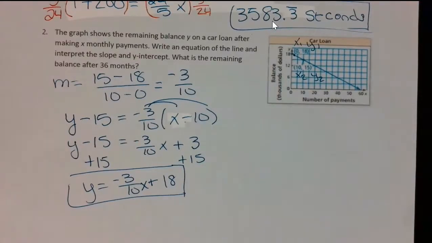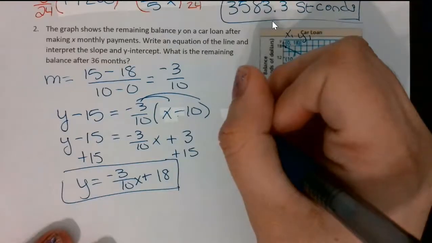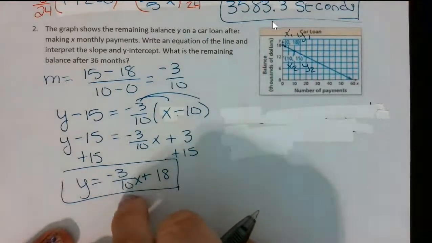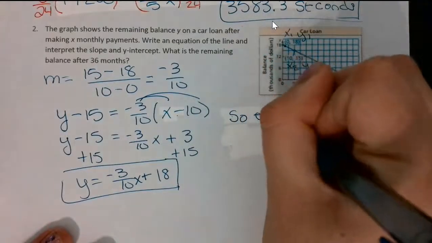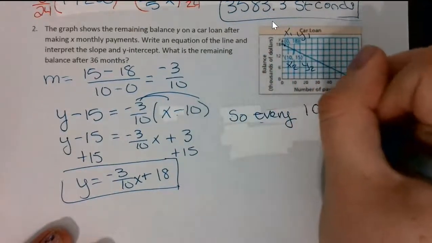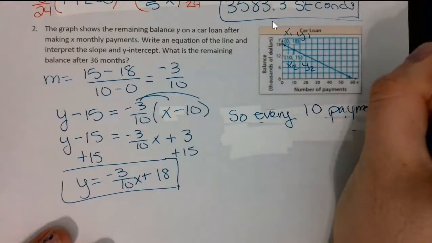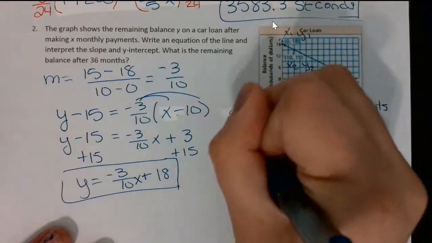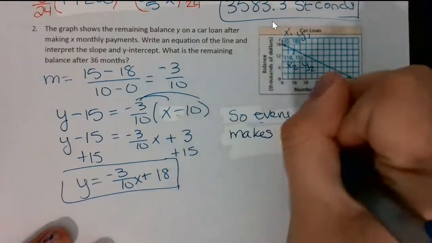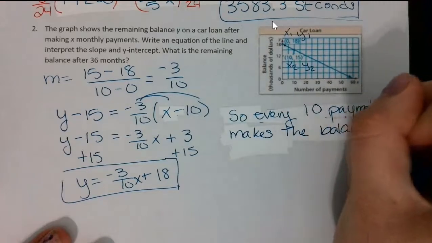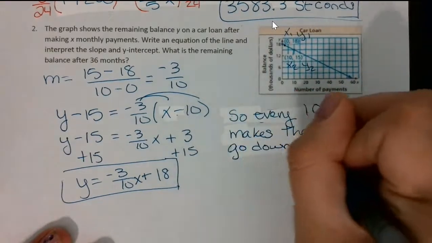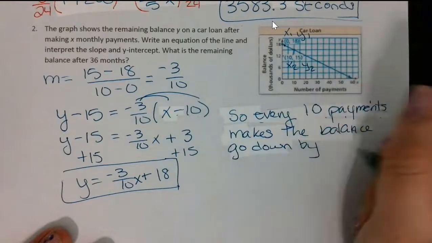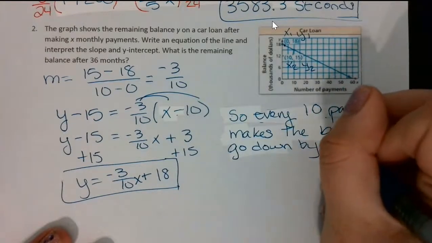So our change in y is in thousands of dollars. So for every $3,000, it takes 10 payments. So every 10 payments makes the balance go down by $3,000.